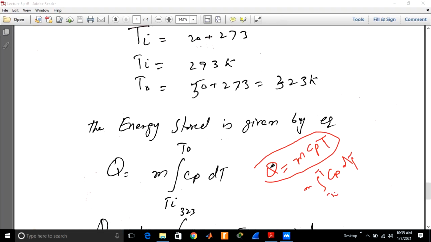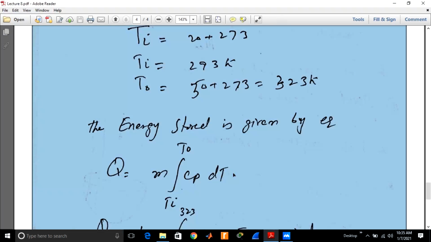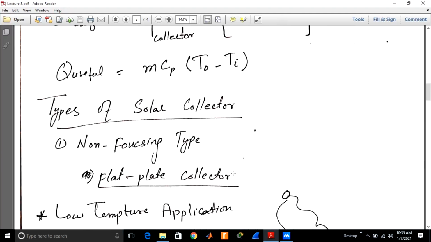This equation and the above equation are the same. This equation and this equation are the same, T naught minus Ti. But when the specific heat capacitance does not depend on temperature, then you can use T naught minus Ti. And if it depends, you can write this equation in the integration form.